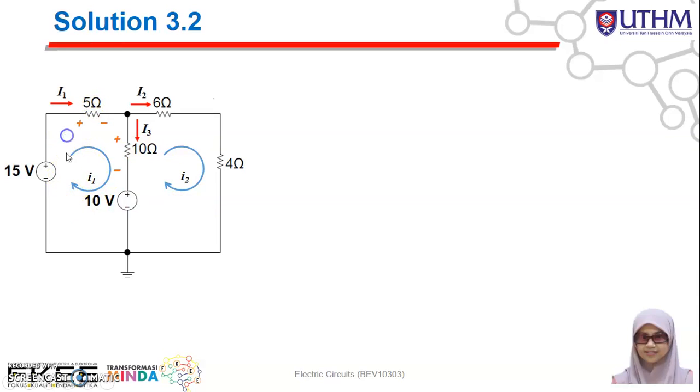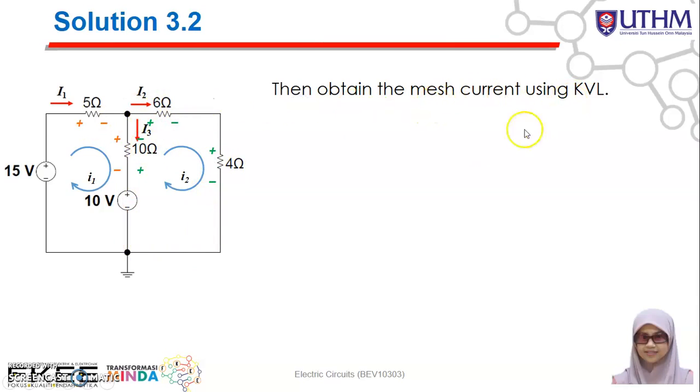Before we can apply the KVL, we need to assign the polarity for each of the elements first. The polarity for the first mesh will be here, because you have I1 flowing from this side to this side. For a passive element, the current flows from the positive terminal to the negative terminal. So here you have positive, negative, positive, negative. For the second loop, the current flows from this point to this point, so you have positive, negative, positive, negative, and positive, negative. Remember the flow will be here, here, and here. Alright, so once you assign the polarity, you can obtain the mesh currents using KVL.